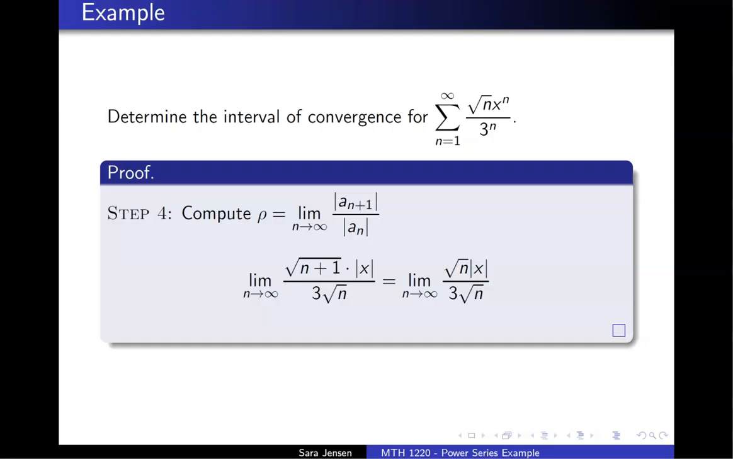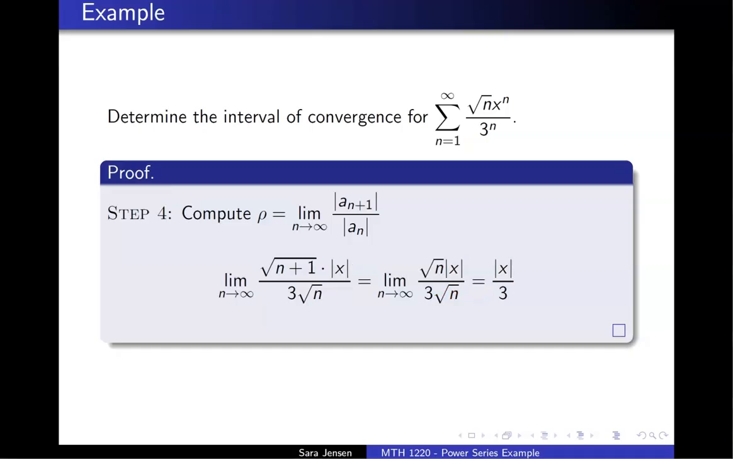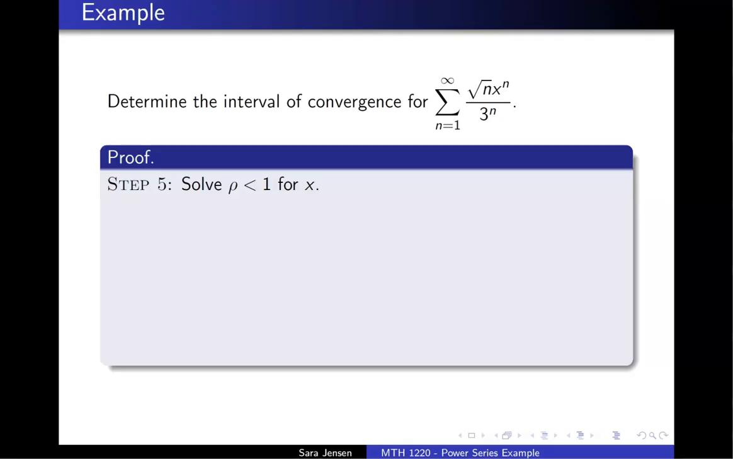Once we neglect that plus 1 term, given that it is not contributing to this limiting process, we find that we have a square root of n in the numerator and a square root of n in the denominator, and those values do in fact cancel, meaning that our value of rho is equal to the quantity absolute value of x divided by 3. Our fifth step is in fact the final step of the ratio test.